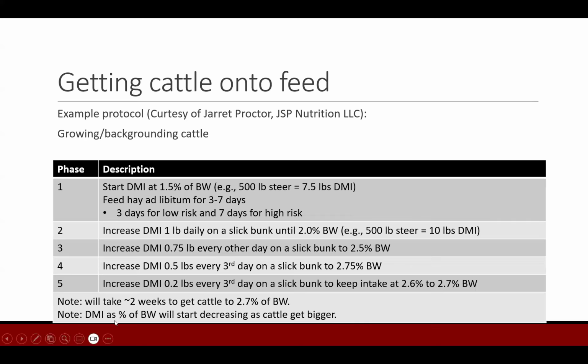And then dry matter intake as a percent of body weight will kind of start decreasing as cattle get larger. So they'll start showing you non-slick bunks, right? And so you won't increase intake. But if you measure that dry matter intake that they actually have as a percent of body weight, it'll start to kind of decrease. You see that with finishing cattle too.